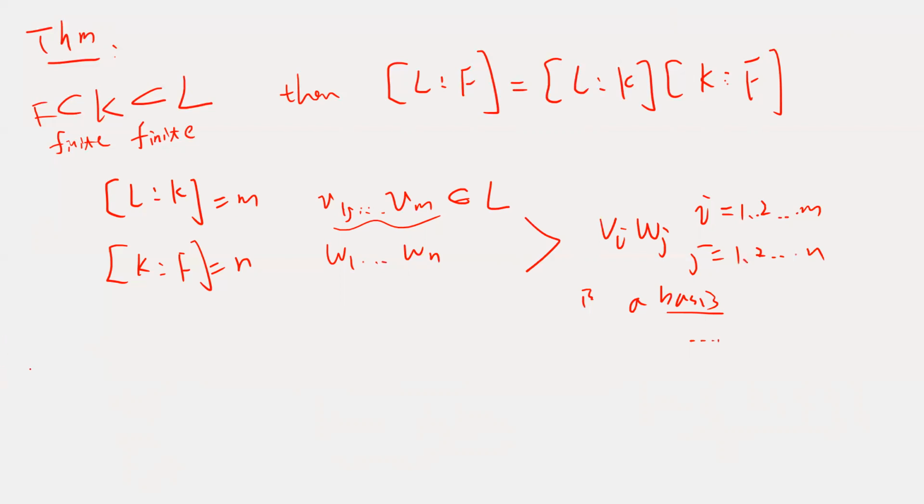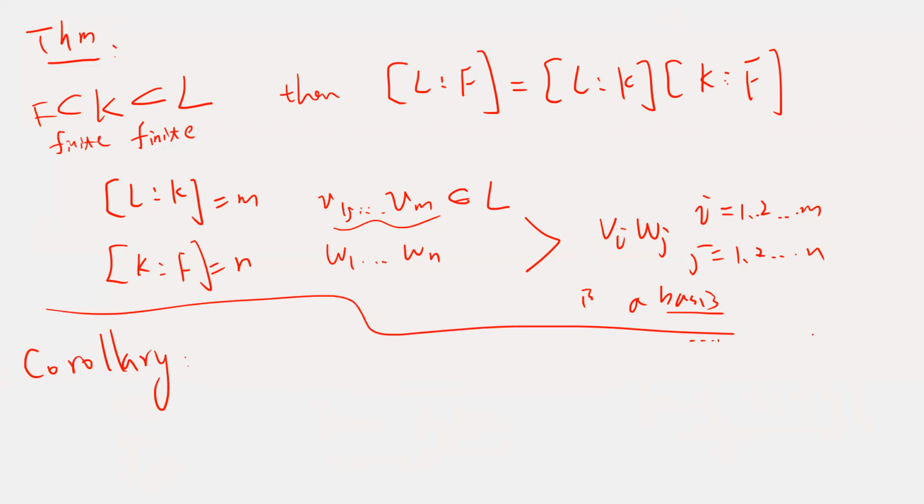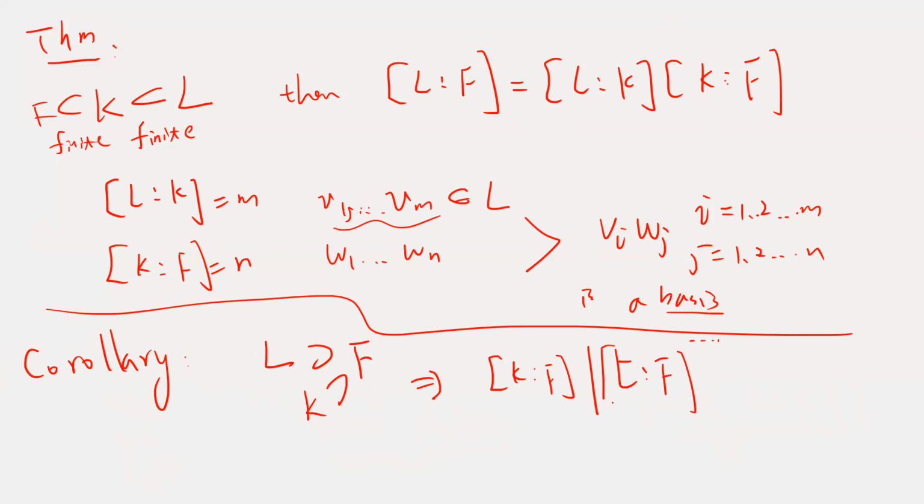But then let's talk about the corollary. The corollary says that if L is a finite extension of F, and K is a subfield of L which contains F, then you always have [K:F] divides [L:F], by basically just following this.